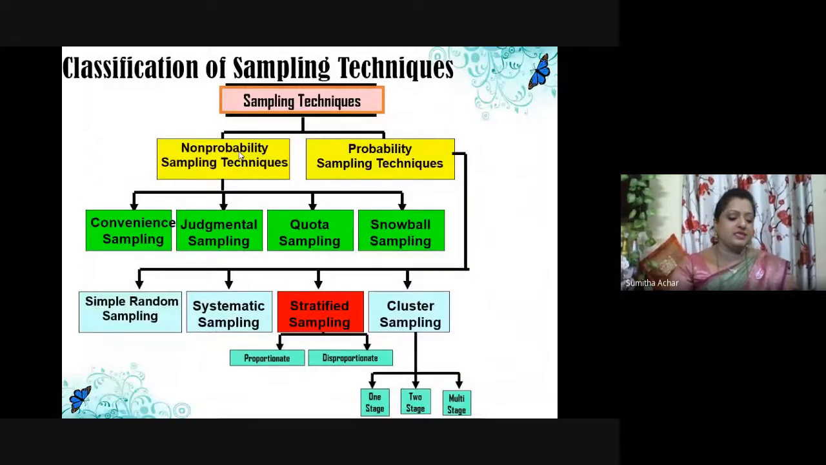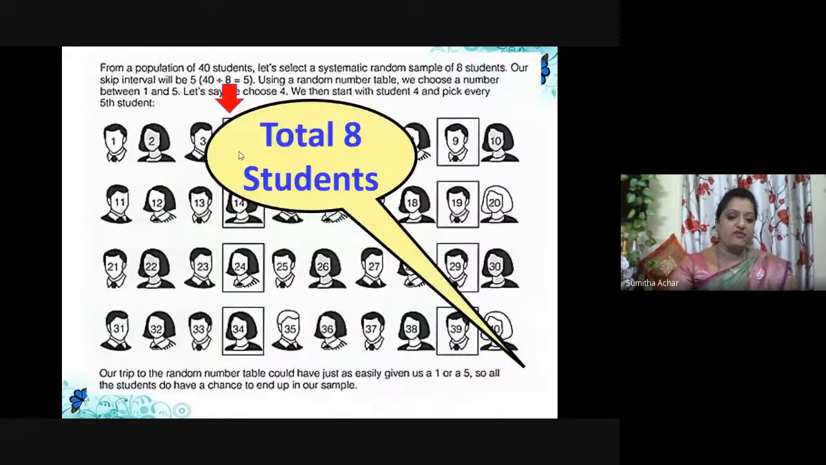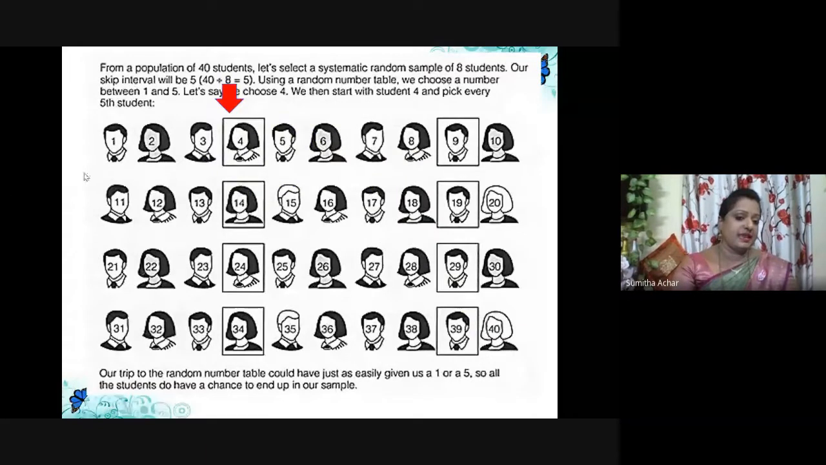Why is the first one 4? The first one is 4 because my sampling fraction is 5, so out of 1 to 5, I take each number, write it on a piece of paper, 1, 2, 3, 4, 5, shuffle it, and randomly I have picked 4. The 4th candidate is selected randomly. If you take 2 instead, then your first selected candidate will be the 2nd, then the next 5th candidate will be the 7th, then the next will be 12, and so on.